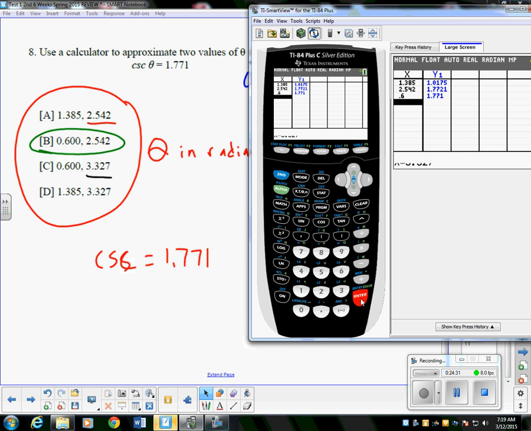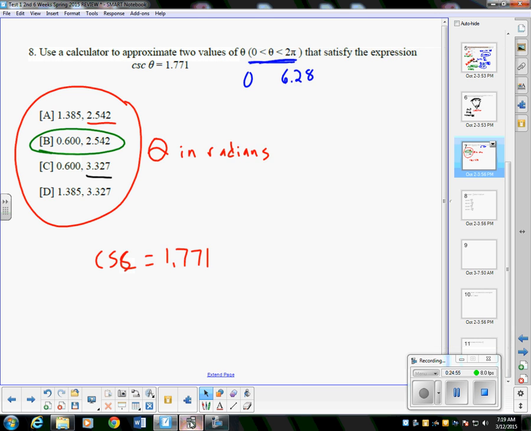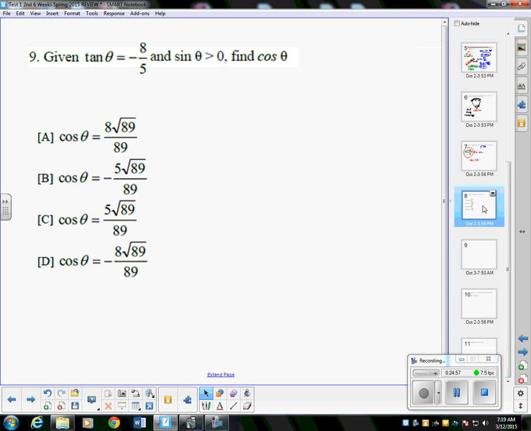3.327. That does not give me 1.771. All right, and so really I've used all the possible answer choices, or I've used all the angle choices up there, and the only two that work are 0.6 and also 2.542. So the answer must be B in this case.